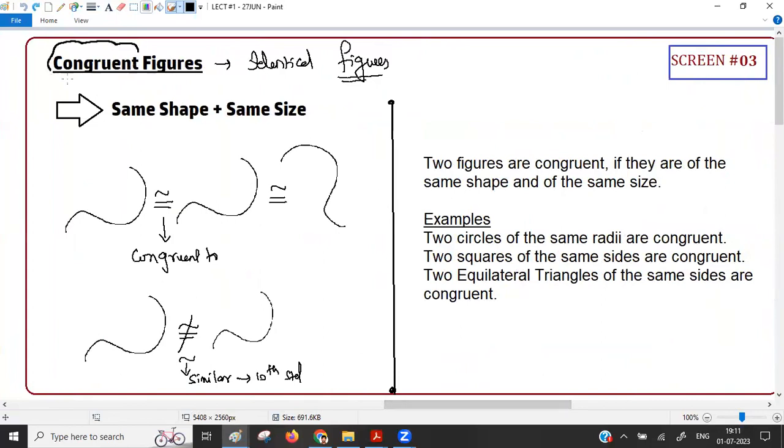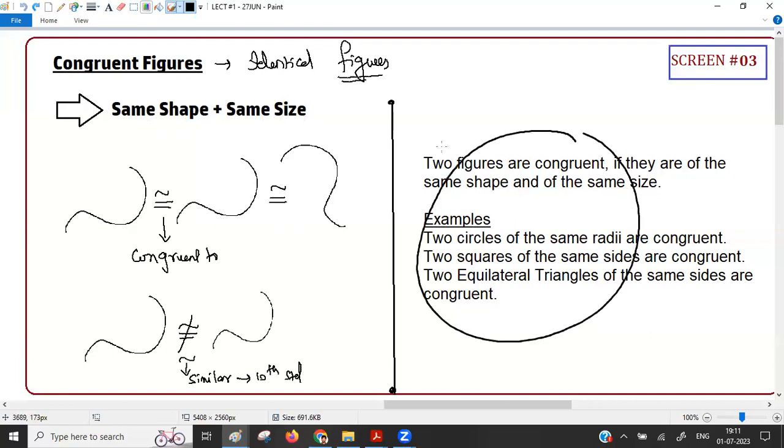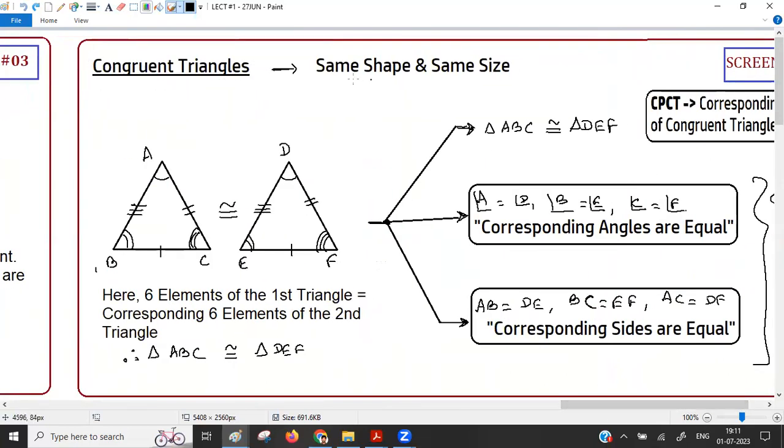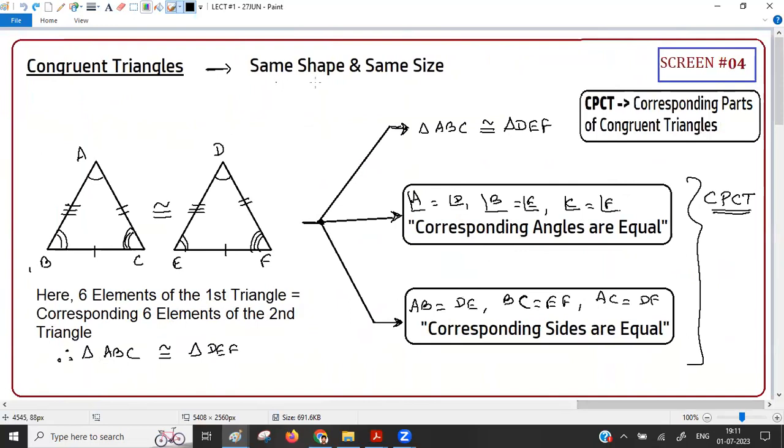And we tried to understand the word called congruent. Congruent means ditto, equal, identical. You can say two figures are congruent when they are the same shape and same size. Some examples are given. This is general, right? But especially, what do you mean by congruent triangles? The same definition is applicable. But when you are bringing it to mathematics, we want some numerical comparison, right?